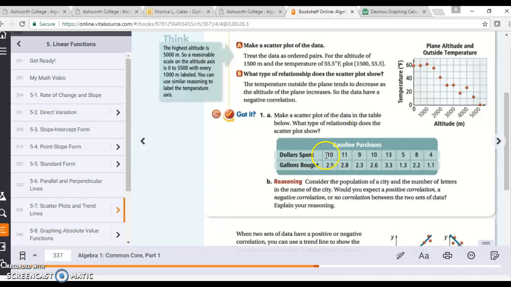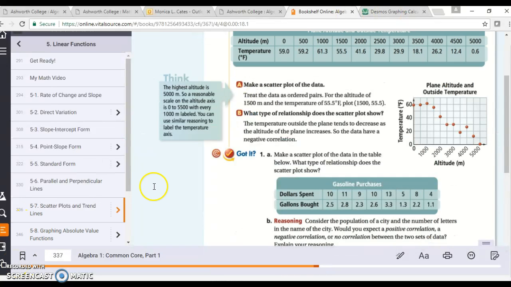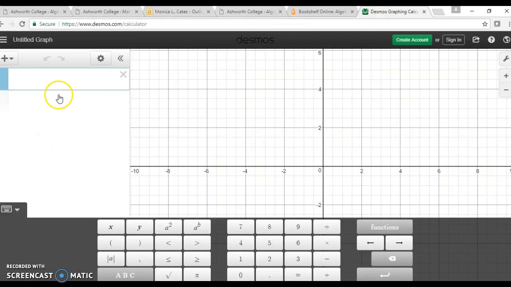So I'm going to put my dollars spent and gasoline. My rationale is that dollars spent will be my y-axis, because the amount of money I spend depends on how much gas I bought. So back to my graphing calculator. My x is 2.5, my y is 10. So I'm going to put that in. So 2.5, comma 10. That's my first point.